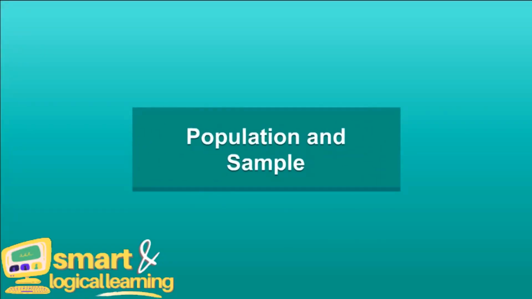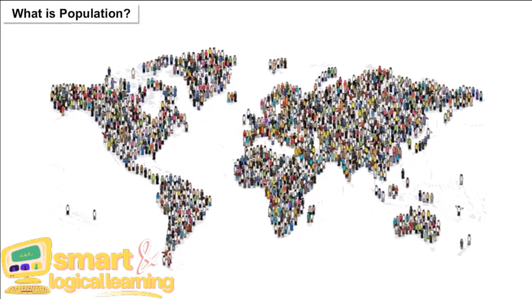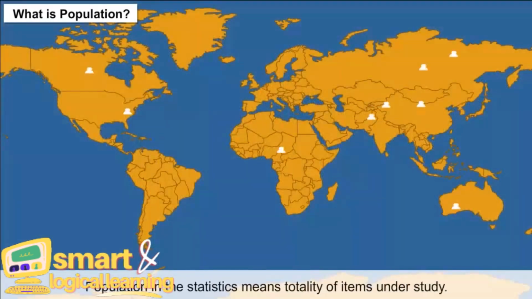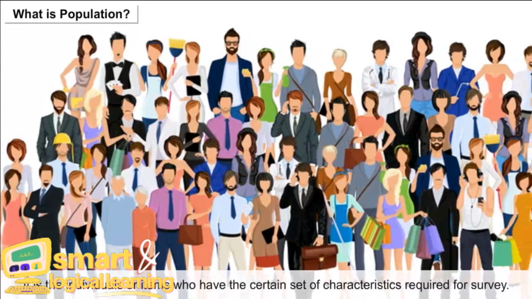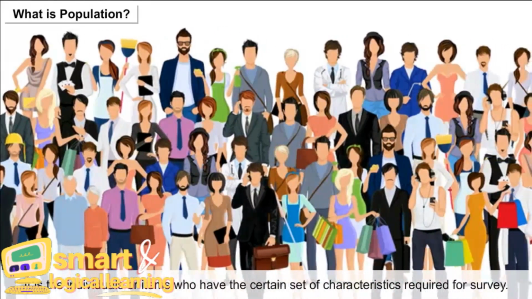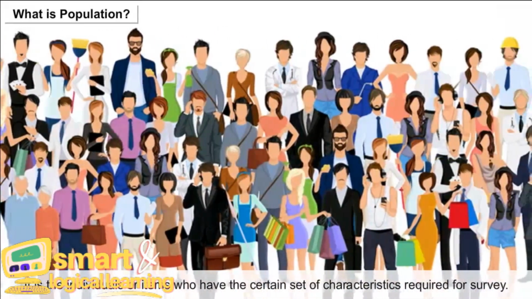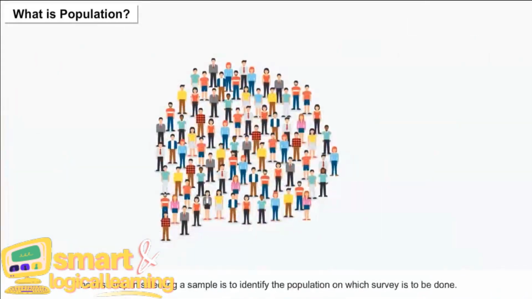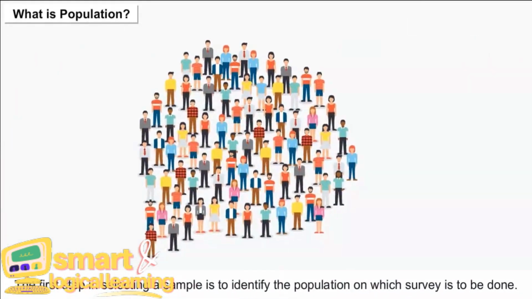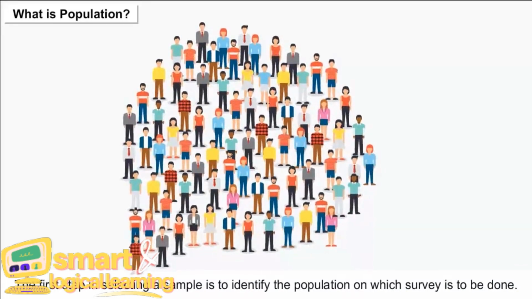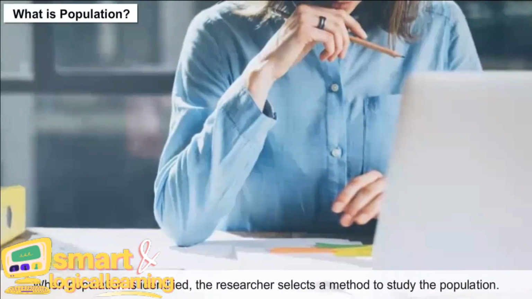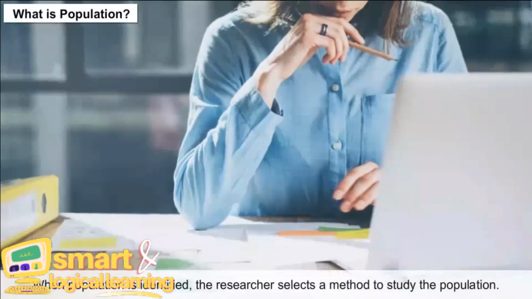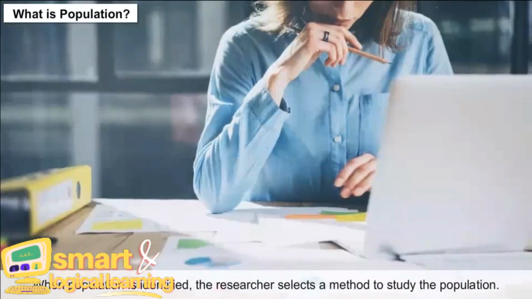Population and sample. What is population? Population in statistics means totality of items under study. It is the individuals or items who have a certain set of characteristics required for the survey. The first step in selecting a sample is to identify the population on which the survey is to be done. When the population is identified, the researcher selects a method to study the population.